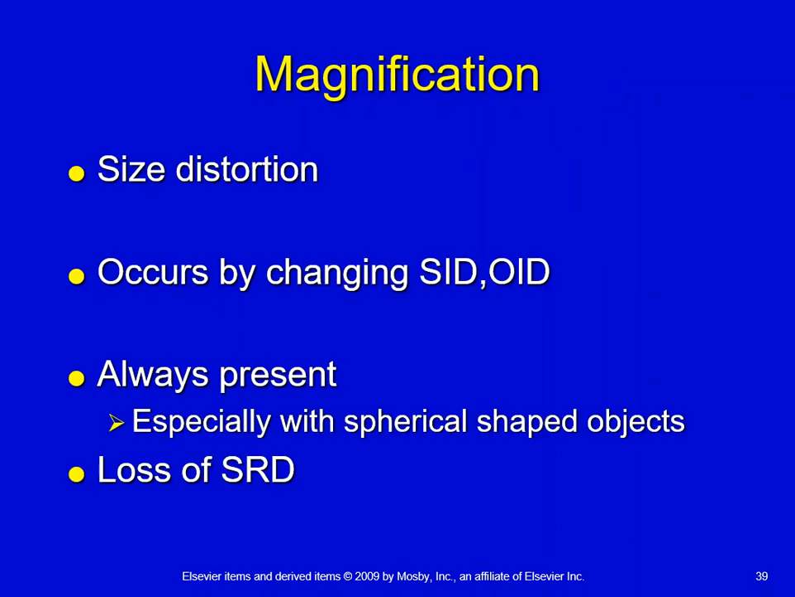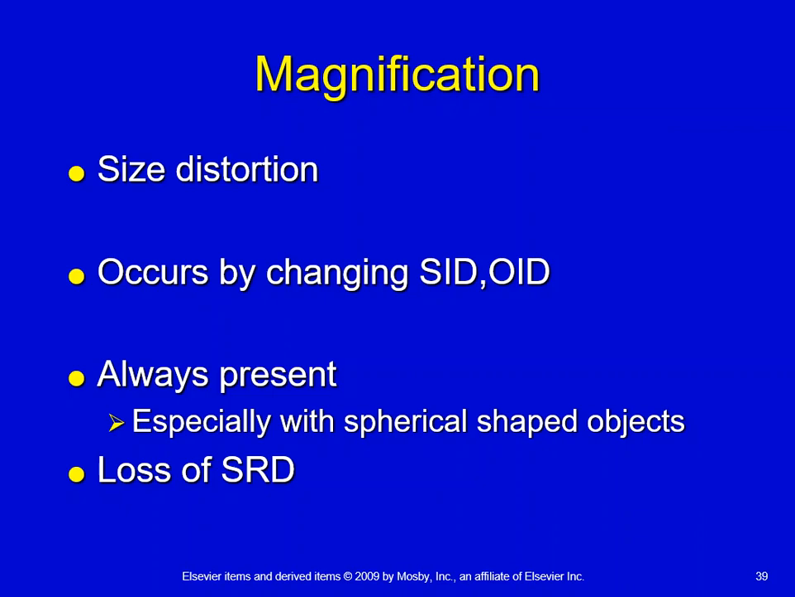So magnification occurs by changing SID and OID. If you increase your OID, it's kind of like increasing the shadow size whenever you raise your hand off of the table, or your desk, or whatever it is that you're looking at. If you elevate your hand towards a light source, then you get a larger shadow. And the same thing holds true in X-ray. So if you increase your OID, you increase magnification.